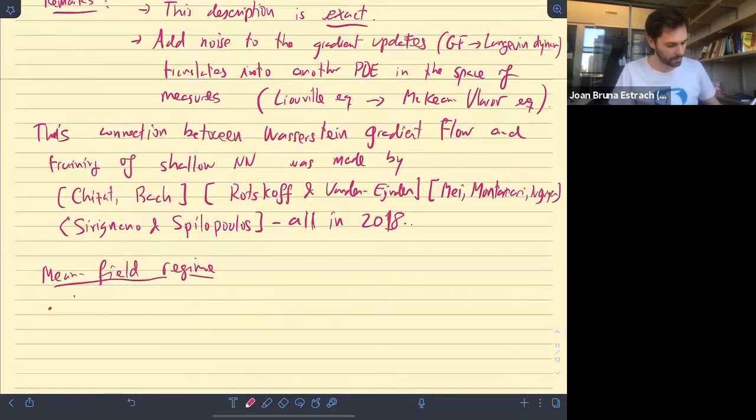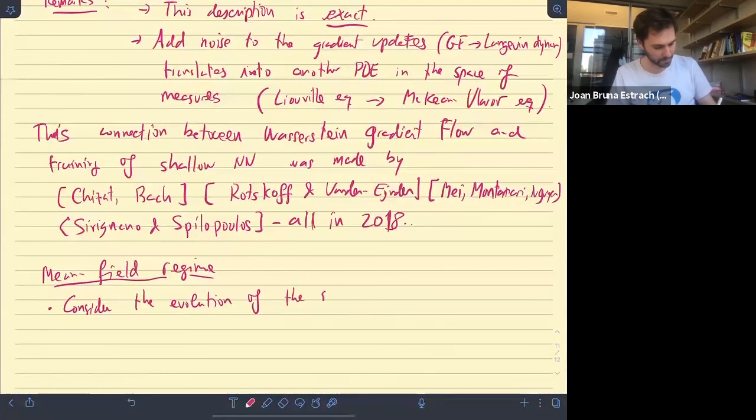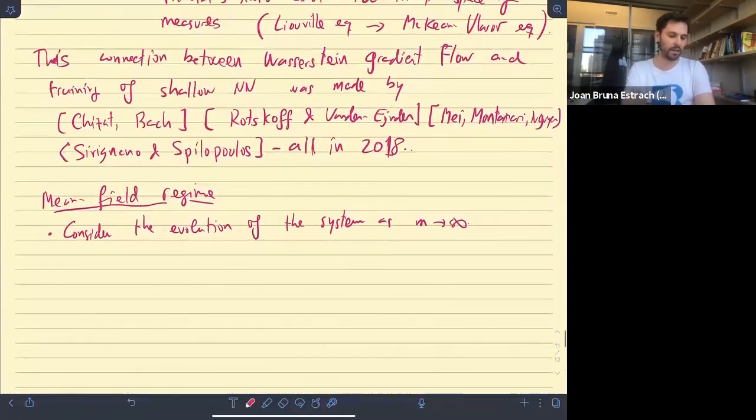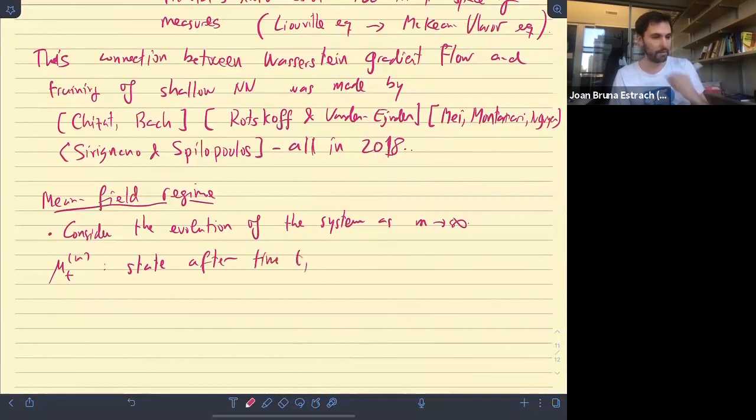Okay, so what is the mean field regime? Consider the evolution of the system as m increases, right? As m goes to infinity. Just to see what I mean, I have this evolution, the state of the system in the Eulerian side, and I index it by m. So this would be the state after time t, with the initialization of the system at time zero, right?